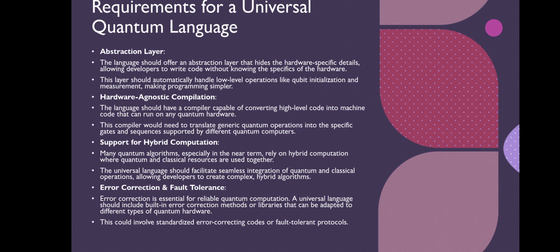Hardware-agnostic compilation. The language should be able to compile high-level code into machine code that can run on quantum hardware. This compiler would need to translate generic quantum operations into specific gates and sequences supported by different quantum computers.